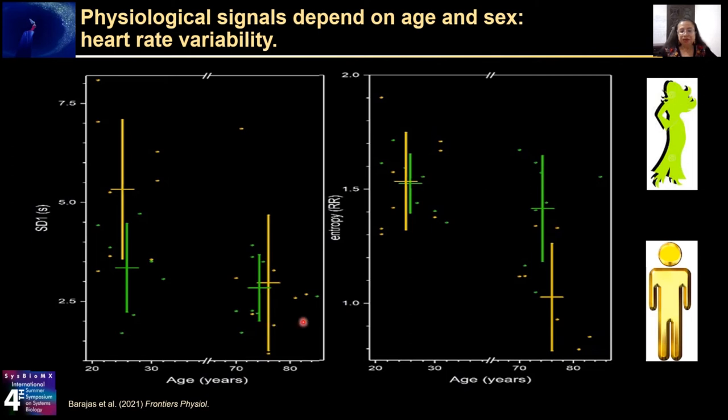If we consider not the variability of the signal, but the capability to transmit information measured by the entropy of the signal, that is also a measure of the complexity of the system, we see that there is no statistical difference between women and men when they are young, but there is a big difference when we become old. Men lose this entropy, lose this capability to transmit information in comparison with women.